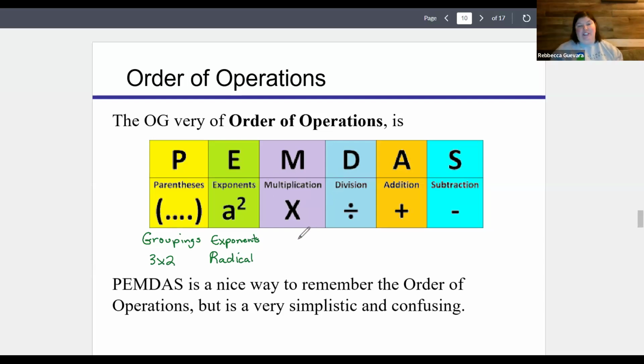So then M is multiplication, D is division. The way PEMDAS looks, it looks like you do multiplication first and division second. That's not true. You do these together. So you do whatever comes first, going left to right. And the same thing with addition and subtraction. PEMDAS makes it look like you tackle addition first, then subtraction. And that's not true. What you do is you are going to do whichever comes first, going left to right again.